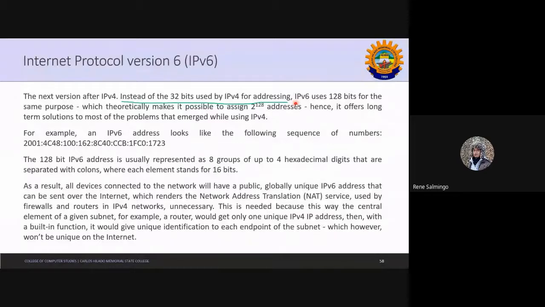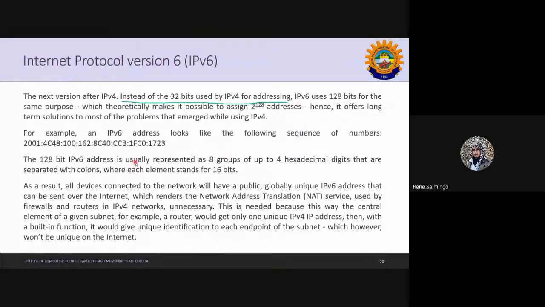But to solve this problem, due to the emergence of technology, more computers and more machines use IP addresses. An IP address is a unique number, like your personal ID. So the bigger the population, the more IP addresses you require. Like in the Philippines, we could not accommodate all people with one IP address each. To solve this problem, they implemented IP version 6, which offers a long-term solution.